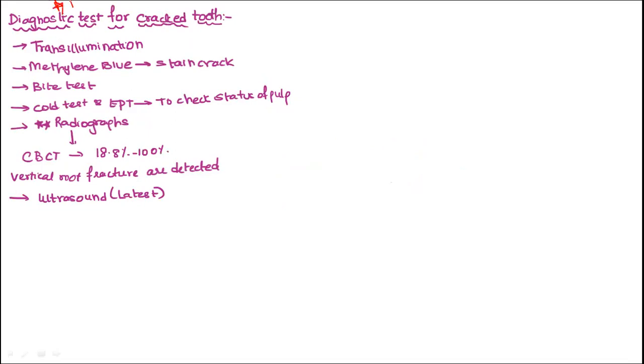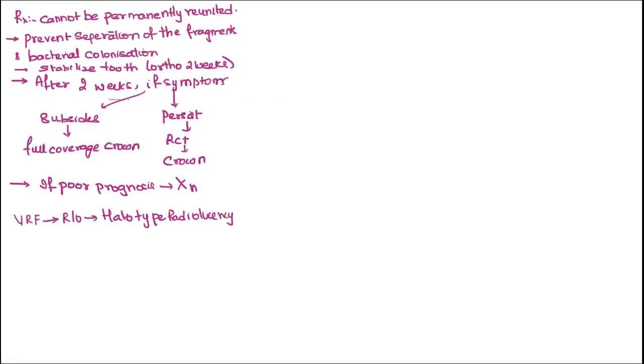Now coming to what are the diagnostic tests for cracked tooth. First is transillumination, next is methylene blue, bite test, cold test and EPT, that is electrical pulp testing, so as to know whether the pulp is vital or not. It will let us know whether there is any necrosis in the pulp or is it still vital. Then we can take radiographs, they are more accurate, and vertical root fractures are detected mainly through the radiographs by taking it in 3 angles, and ultrasound is another method.